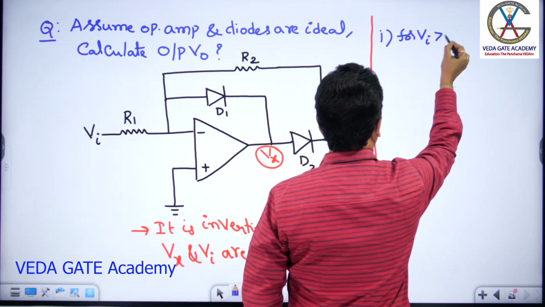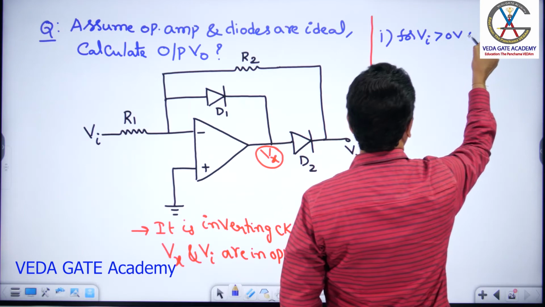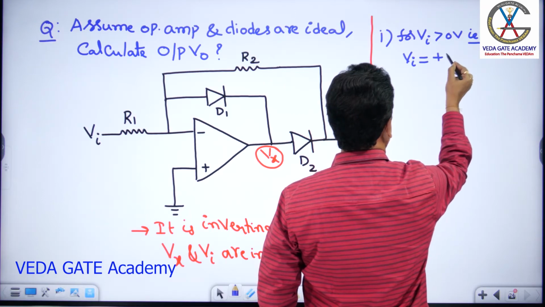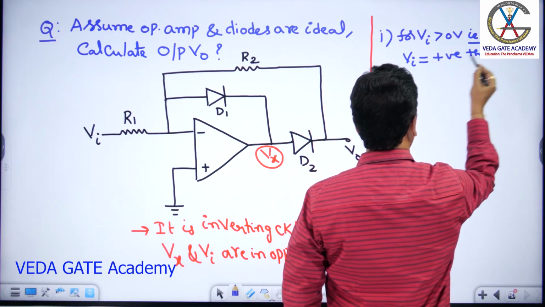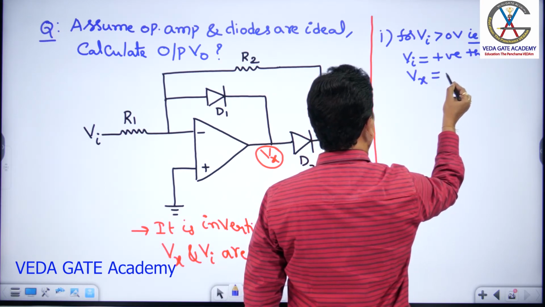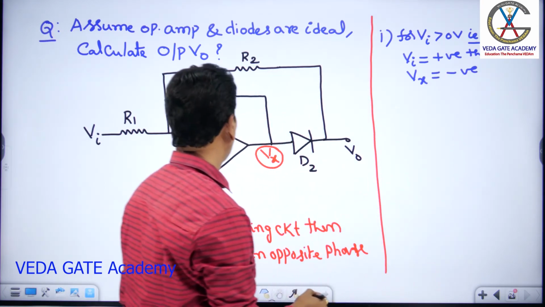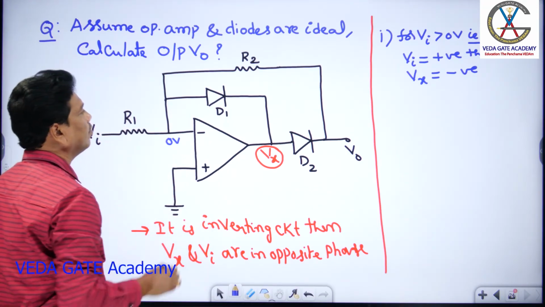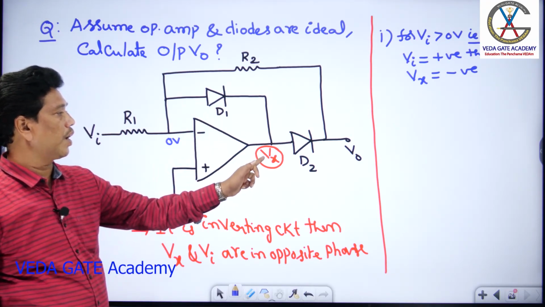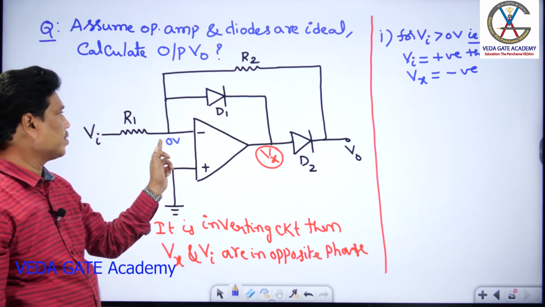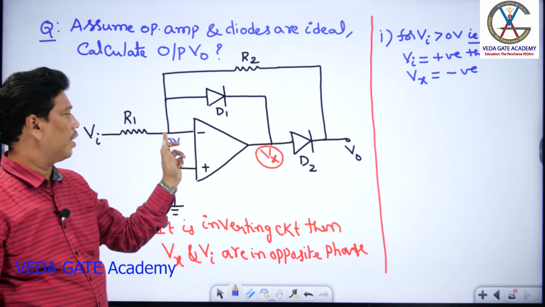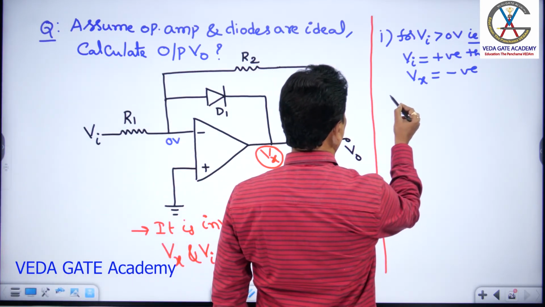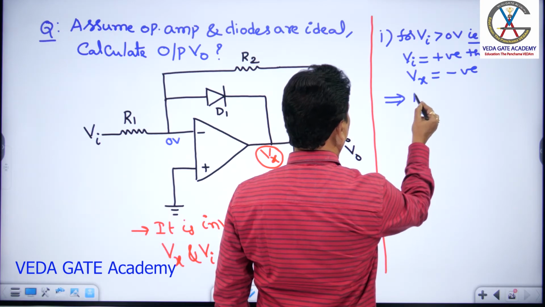For Vi greater than 0 volt, that is Vi equal to positive, then Vx equal to negative, right? Vx equal to negative. And this one is already ground. Using virtual ground, this is 0 volt. So for diode D1, the cathode voltage is Vx, that is negative, and the anode voltage is 0. So the anode is positive with respect to the cathode, so that the diode D1 is on.